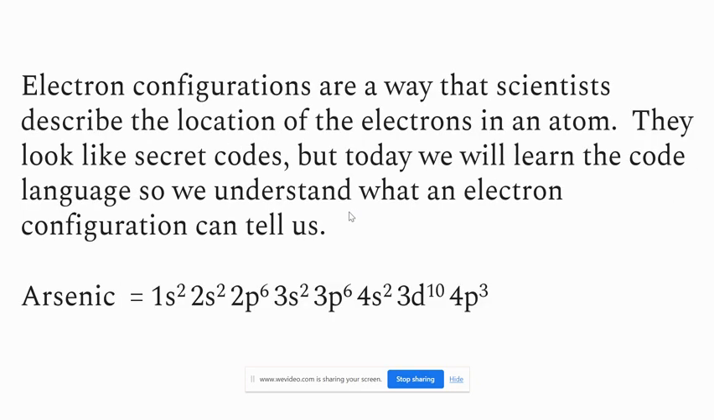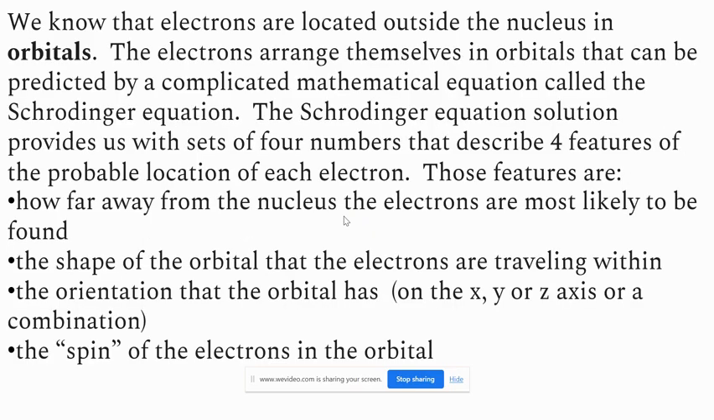We are going to be using these electron configurations in a way that we can end up describing the location of that last electron. And these are the codes, essentially, that we do that with. Okay? So this is the electron configuration for arsenic. And it's going to tell us where that electron lands.